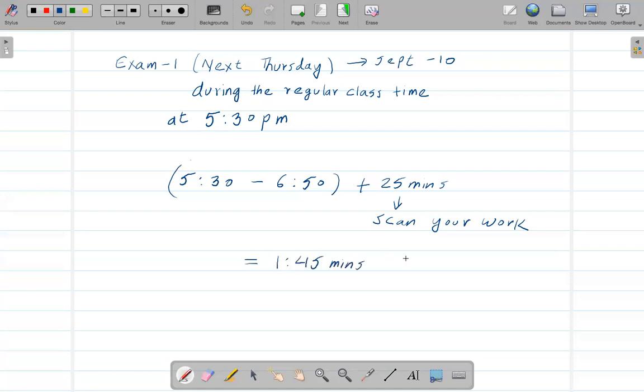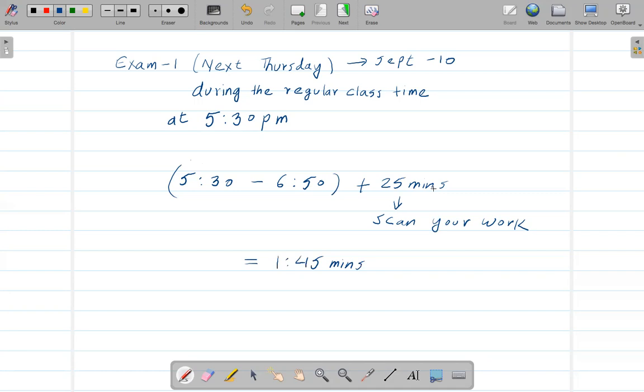It's up to you whether you want to use, let's say, 1 hour 40 minutes to do your exam and 5 minutes to scan your work. However you want to do it, I'll give you 1 hour 45 minutes, and within that time you have to submit your work. If you don't submit your work within this time, you won't be able to submit, which means you will automatically get 0. So be very careful about the time and make sure your internet is working well.